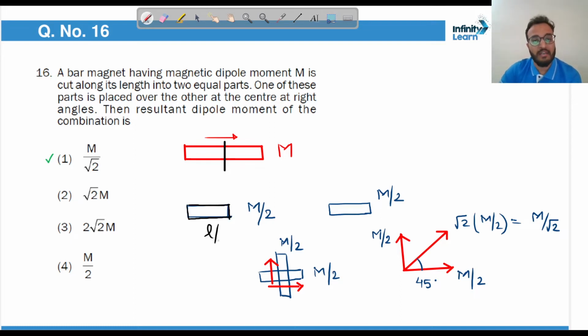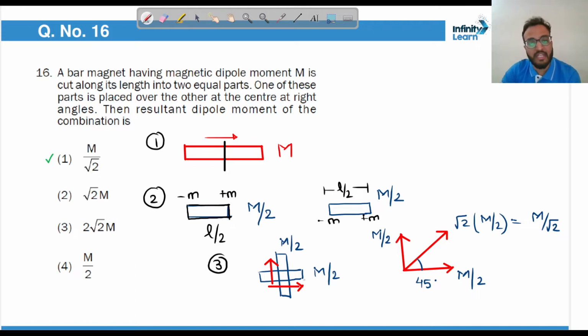So this is L by 2, but the pole strength is still plus m and minus m. That is why the magnetic moment will become half, because the length has become half, right? Otherwise, pole strength does not change if you cut it like this. Now you are keeping both these. As you can see, this is diagram number 1. This is diagram number 2. As you can see in diagram number 3, they are kept like this, crisscross.